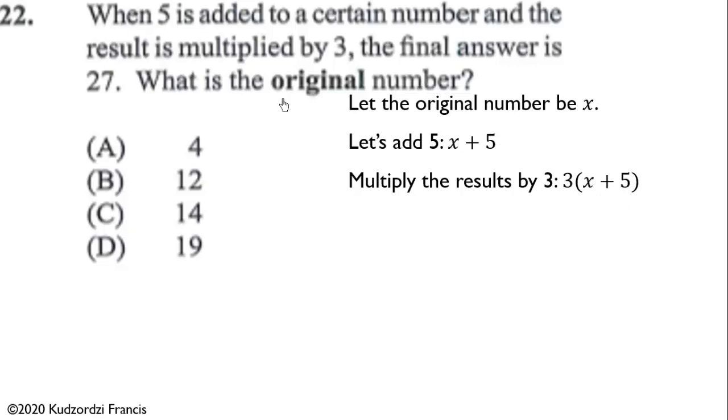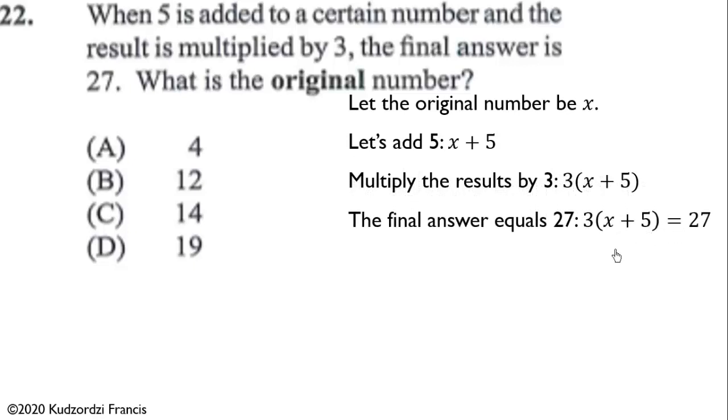Then the final answer is 27. So this current result is equal to 27. So we now have to solve for x, which is the original number. So we divide both sides by 3 so that we can get rid of this. Someone can decide to expand first and solve for x. They will all give you the same result. So divide both sides by 3, we get 9 on the right and x plus 5 on the left.